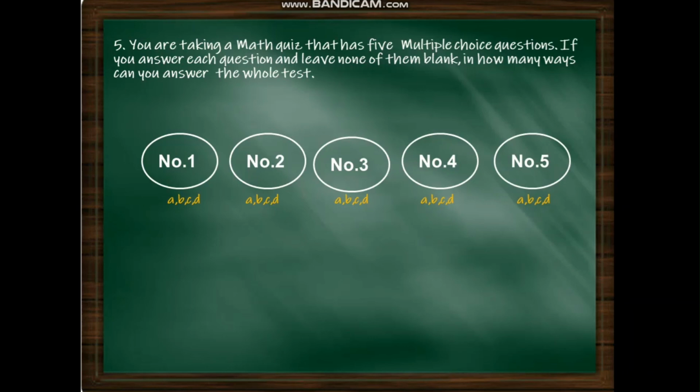Sa bawat isang number, sa bawat isang problem, meron kang 4 na possible choices na pagpipilian. So since meron kang 5 number na pagpipilian, wala kang ibang gawin kundi just to multiply the number of the possible options that we have doon sa given test question sa multiple choice quiz. So that is equivalent to 4 times 4 times 4 times 4 times 4. And your final answer is 1,024 possible ways na makapili ka ng tamang possible answer. A right answer.